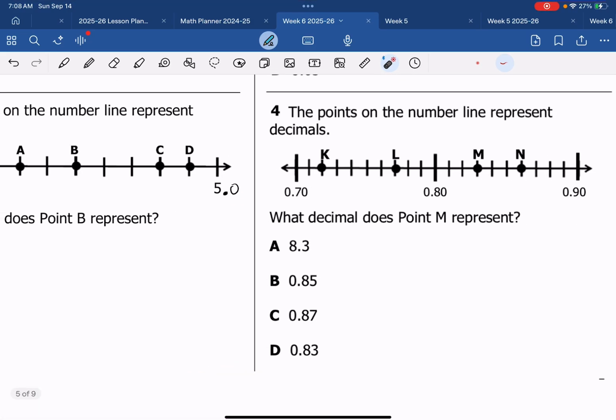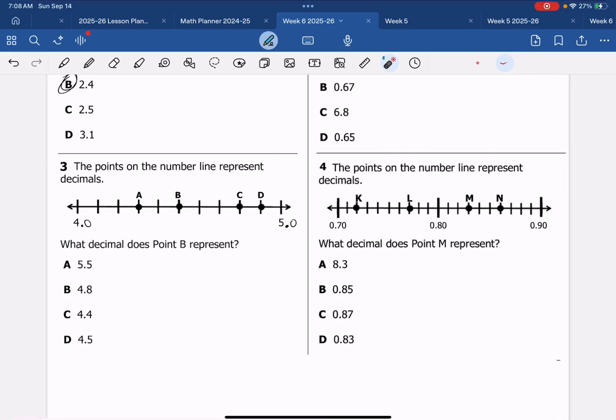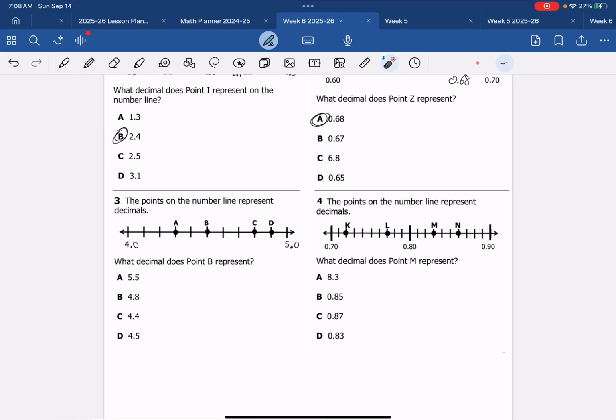It says the points on the number line represent decimals. What decimal does point M represent? So here you have 70, 80, 90. This one should be very easy. I'm going to let you do number 4 by yourself. Okay, so once you're done with these questions, make sure you're labeling point B over here and then point M over here. Make sure you label that.